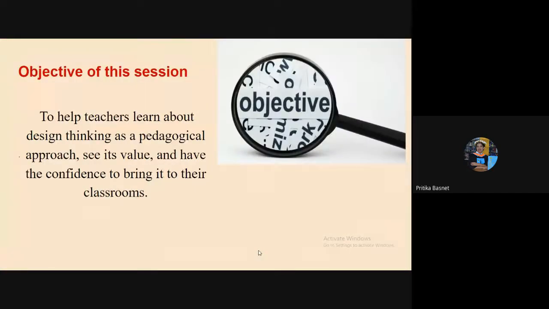Next slide. And obviously, we have the objective of this session. The main objective of this session is to help teachers learn about design thinking as a pedagogical approach, see its value, and have the confidence to bring it to their classroom.